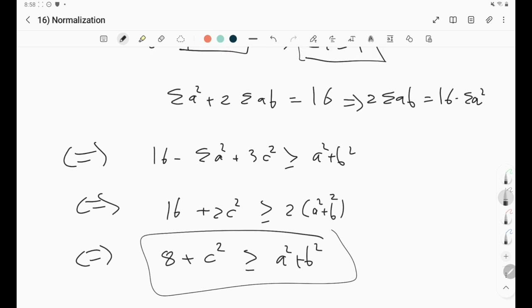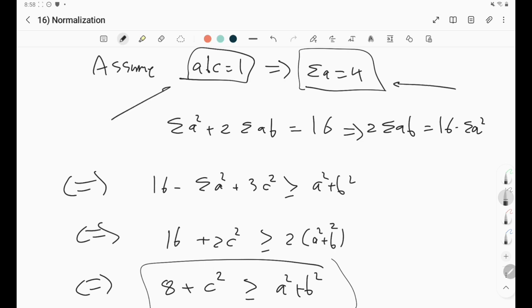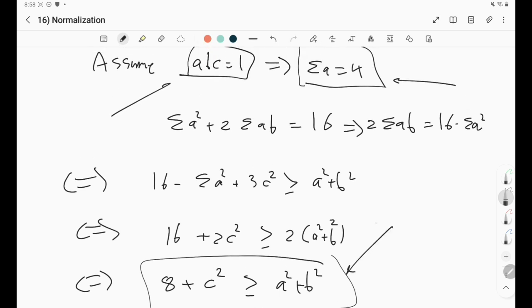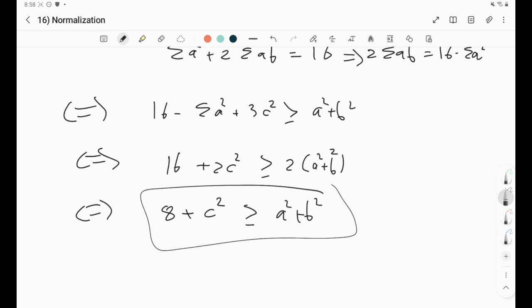Okay, how can you prove this? Remember, we know that sigma A is 4, we know ABC is 1. How can we use this to prove what we want? So now actually, you can see that we have kind of two relations here, right? So that means we can substitute. We can try to write A square plus B square in terms of C. And that will just give us a single inequality with a single variable. Can we do that? Let's see. Well, we know A square plus B square we can write using A plus B, right? So this thing, in fact, is just equal to A plus B squared minus 2AB.